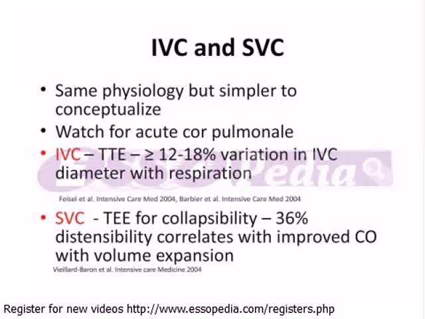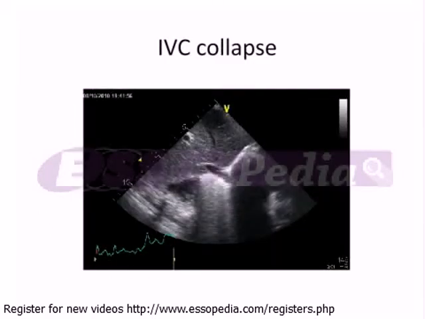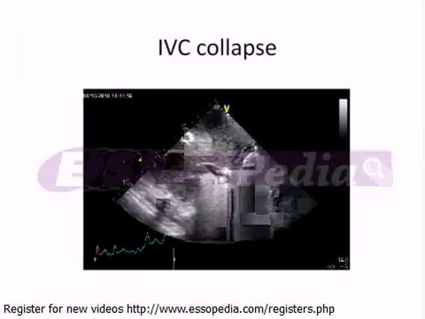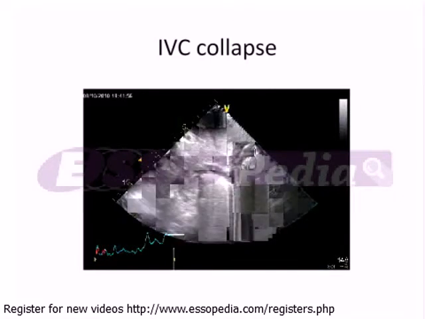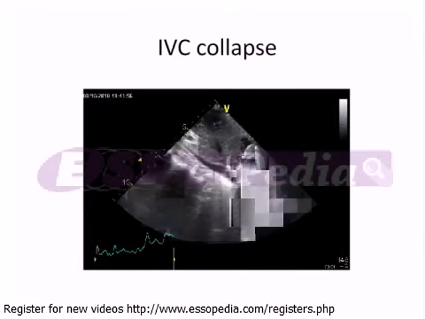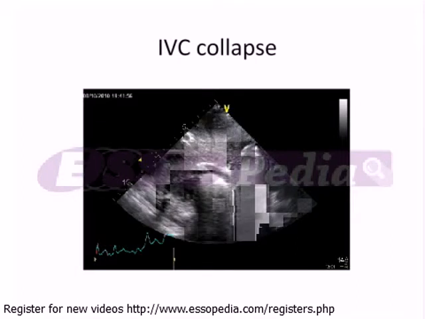For the superior vena cava by transesophageal echo, seen in the bicaval view, an increase or collapsibility of 36%, or change in distensibility, correlates with improved cardiac output with volume expansion. In this image, you see an IVC which collapses nicely, suggesting fluid responsiveness, and this patient was being ventilated with positive pressure ventilation.